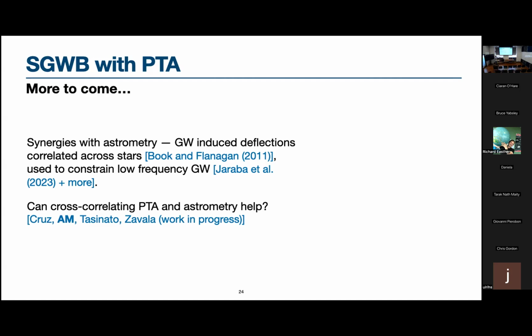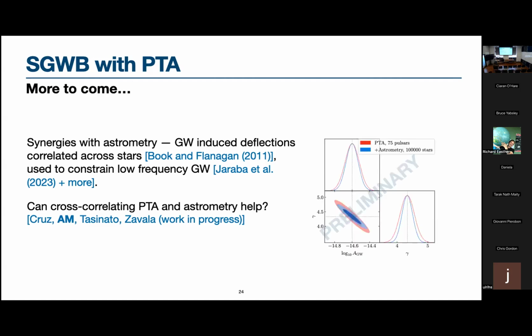So even in the regime where astrometric data alone may not be enough to get any meaningful constraints on gravitational waves, we have some preliminary results which indicate that improvements are definitely possible. But I would say to wait for our paper, which we hope will be out maybe this month or sometime early next month, for more details.